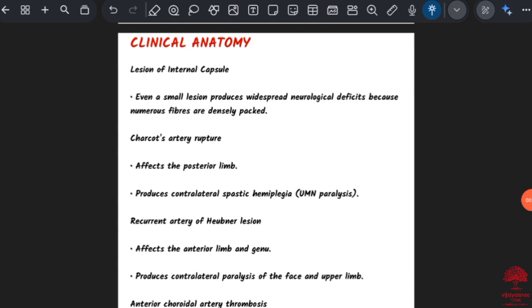For the clinical anatomy, we are discussing lesions of the internal capsule. As we discussed earlier, even a small lesion produces widespread neurological deficits because the numerous fibers are densely packed. Then Charcot's artery rupture. Charcot's artery is the lateral striate branch that supplies the posterior limb. It produces contralateral spastic hemiplegia, that is a UMN lesion. Then the recurrent artery of Heubner, which supplies the anterior limb and the genu, when affected produces contralateral paralysis of the face and the upper limb.